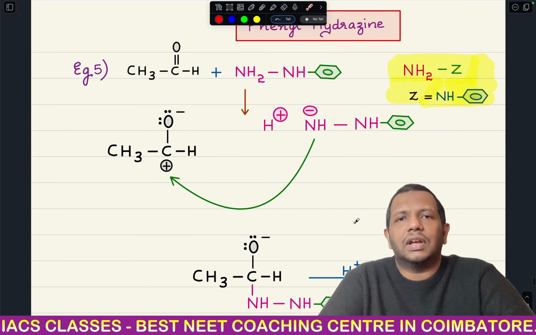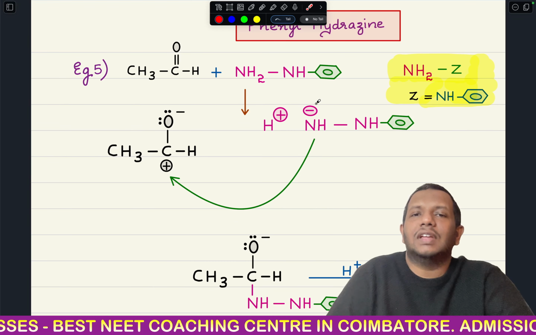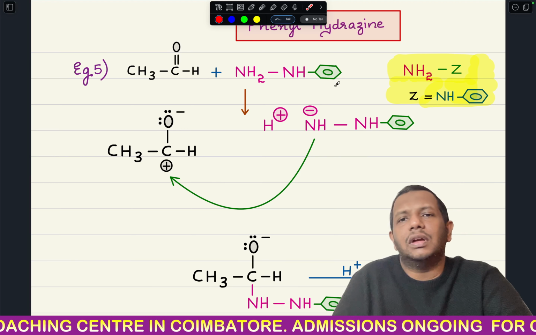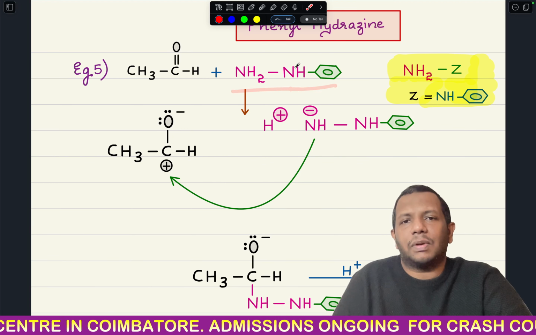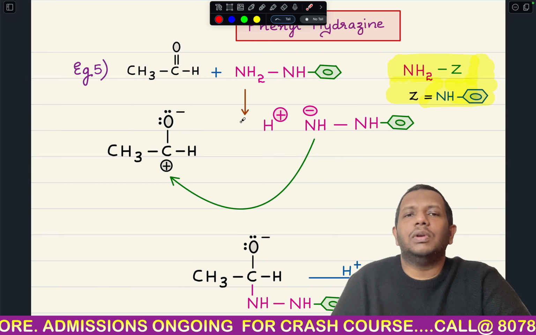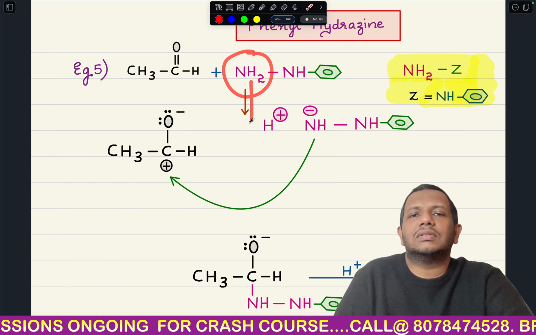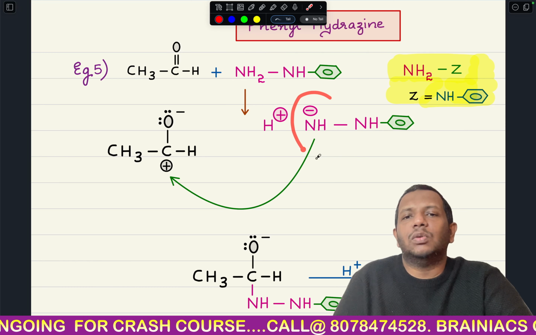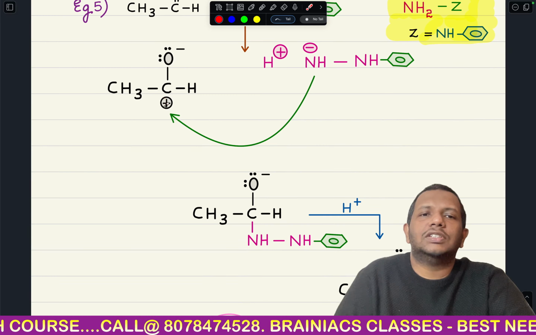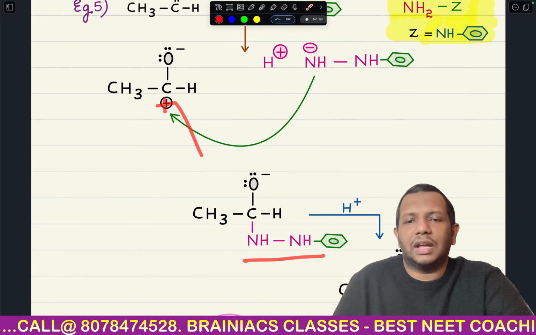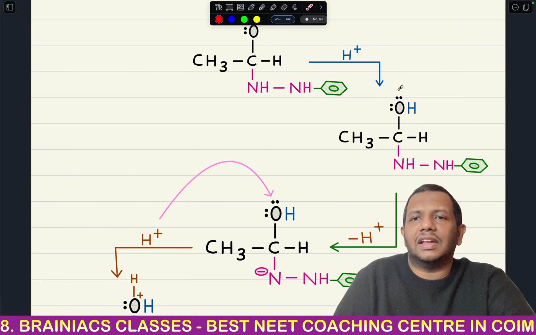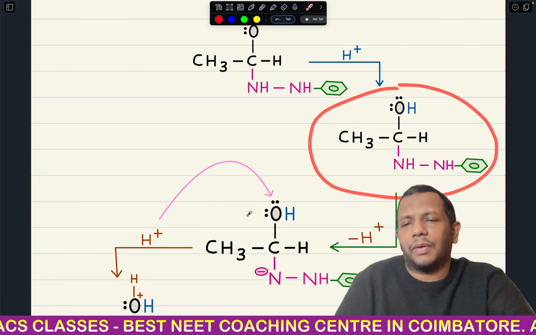Okay, now the next one, phenyl hydrazine. What is the difference? In hydrazine, one of the hydrogens is replaced by a phenyl group, and that is called phenyl hydrazine. Again, what you need to do is remove the hydrogen from this nitrogen, generate the nucleophile like this, and attack the positively charged carbon. So you get a compound like this. Again H plus will come and attack here, and you get the nucleophilic addition product.